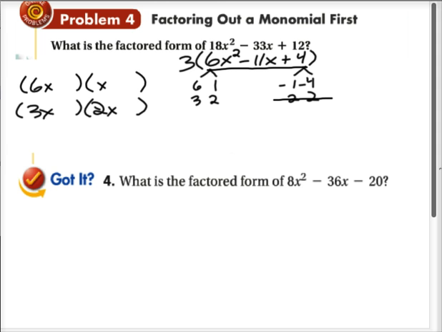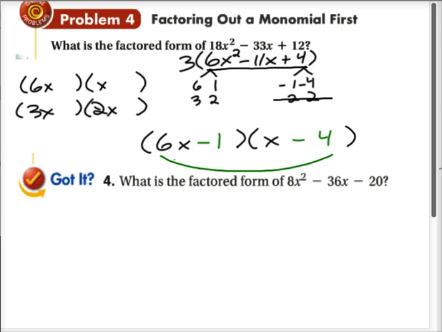So let's begin this process. I'm going to start with 6x and x. And I'm going to try the negative 1 and the negative 4, and I'm going to see what happens. 6 and negative 4 make negative 24. Negative 1 and x, that is going to make a negative 1. That adds to negative 25, not quite what we are looking for.